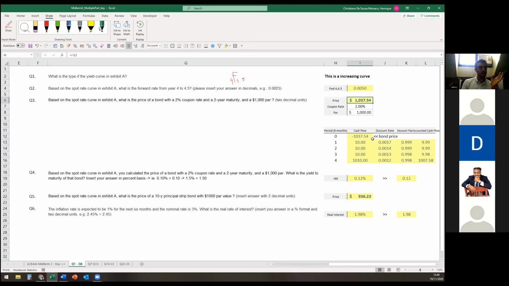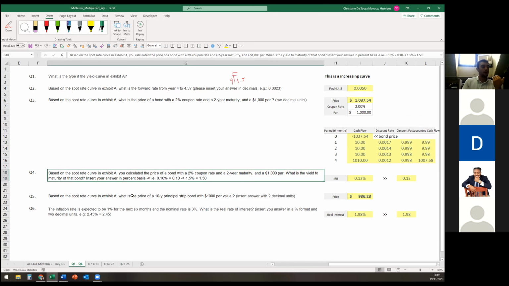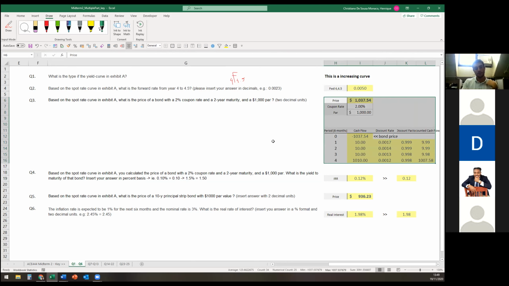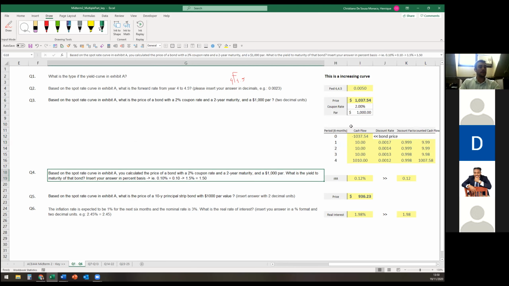Okay, so find that price over here. Question 4, you calculated the price of a 2% coupon rate, 2-year maturity, $1,000 par bond. It's referring to that question. If you didn't do the question yet, you should be able to do that, and you already answered the next question. Either way, it's asking for the yield to maturity of the bond, right?